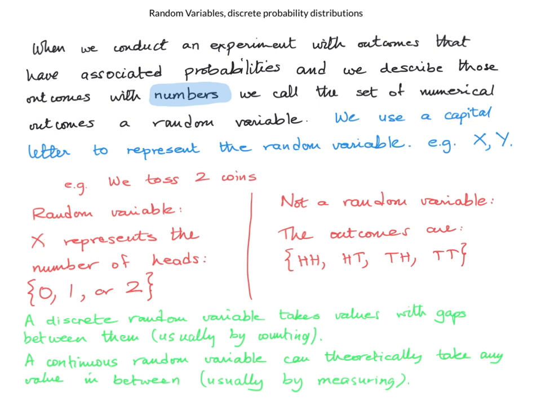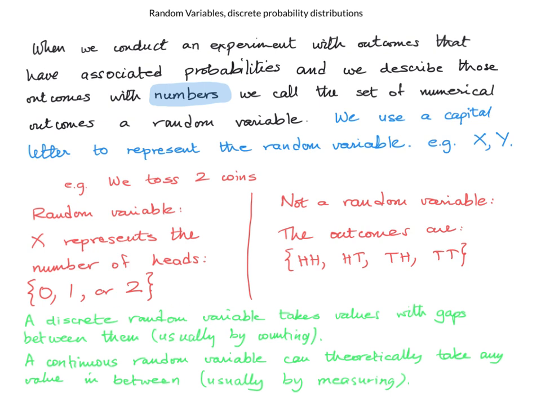It's a variable that represents the number of outcomes, or number of heads in this case, listing out the outcomes with a number. Now this is not a random variable, which would be the outcomes that occur are heads, heads, heads, tails, tails, heads, or tails, tails. These are not numbers. There's no numerical value associated with these outcomes. So this is not a random variable, but the list of number of heads that might occur, that is a random variable. In this case, 0 heads, 1 head, or 2 heads.